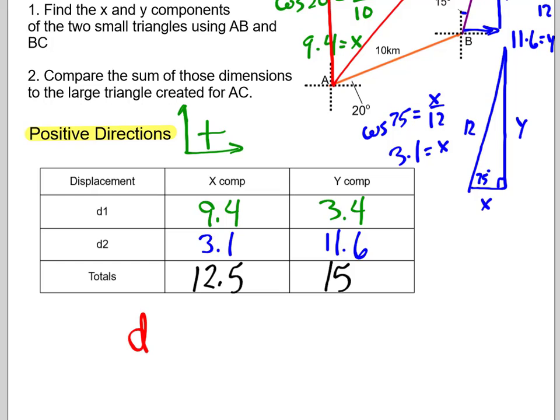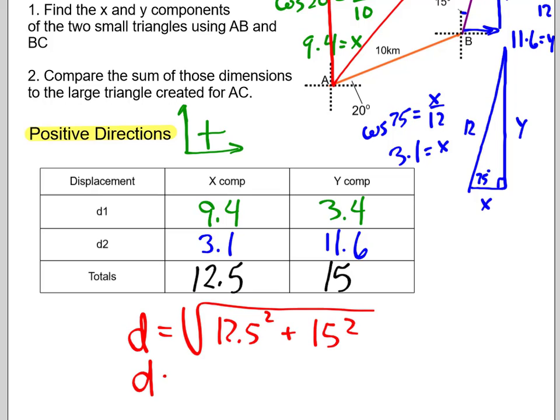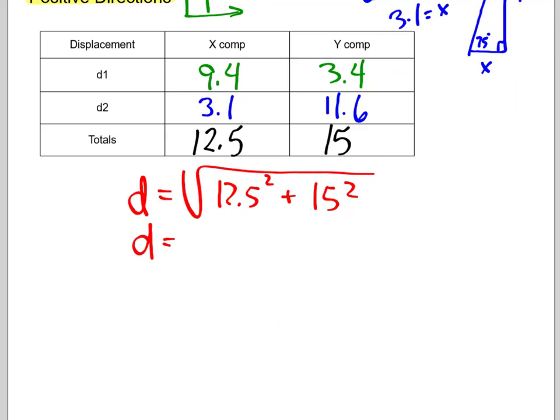So if I come down here and I say my displacement is 12.5 squared plus 15 squared, this is just Pythagorean theorem. Come on, there we go. So 12.5 squared plus 15 squared equals, second function, square root, answer. I get 19.5 kilometers.